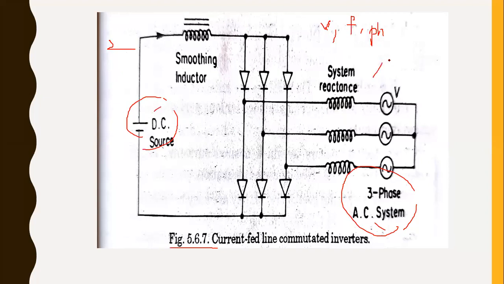Second one is it can be used as a rectifier, changing AC to DC. If you make simple modifications here, we can reverse this inverter as a rectifier, which is used for changing AC to DC. So if you change this AC to DC, the battery will be charged.